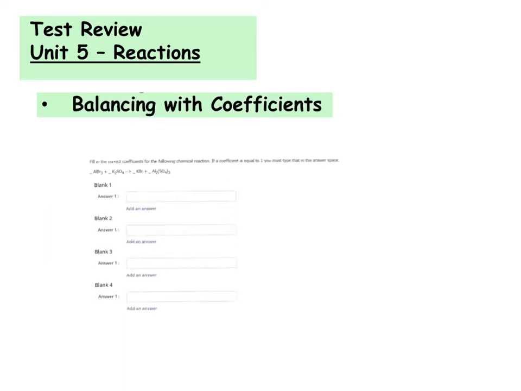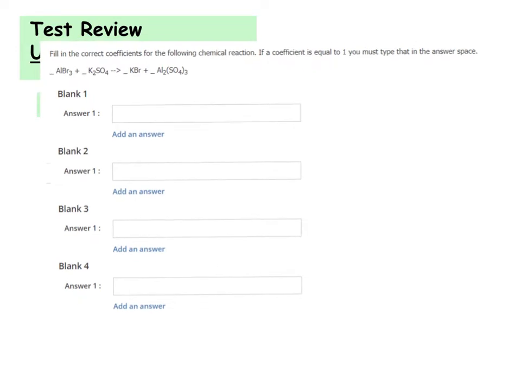Another type of question would be to have to put the coefficient for each thing in there. For example, here we ought to fill in the coefficients for each compound and put a number in the blank. After balancing, we have these coefficients. So to answer the question, blank number 1 would be a 2, a 3, 6, and a 1.